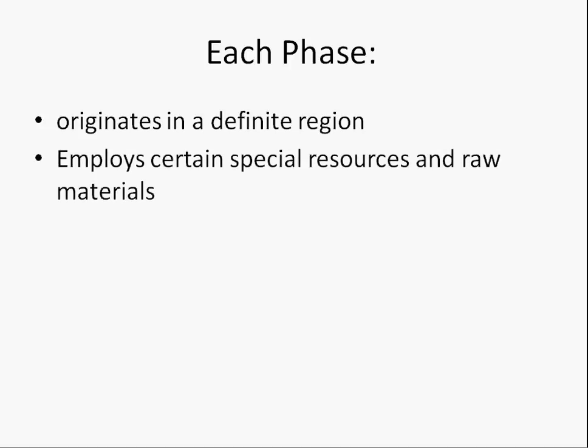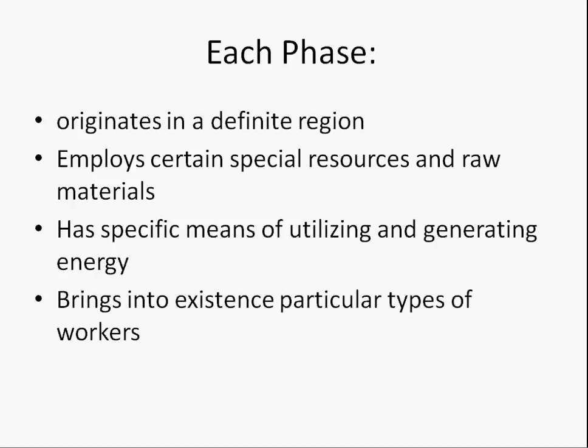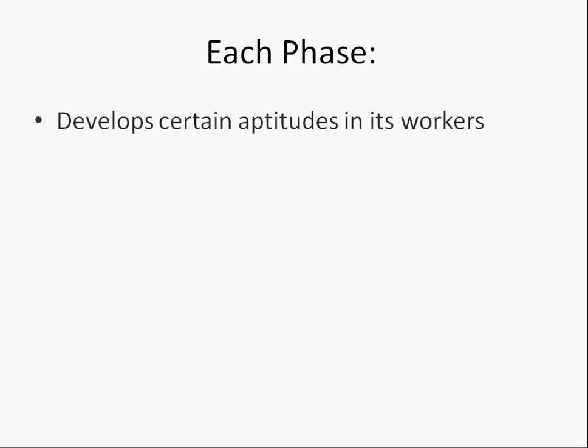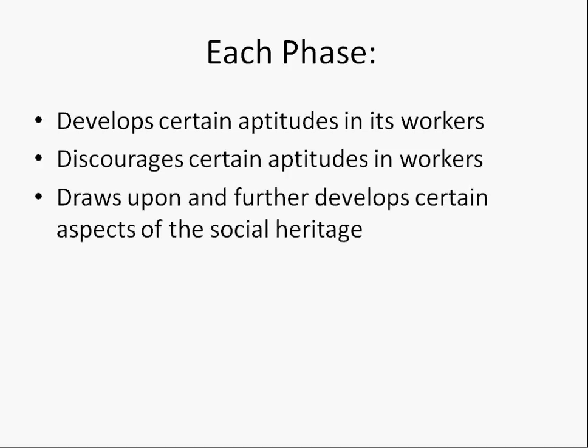Employs certain special raw materials and resources. Has specific means of utilizing and generating energy. Brings into existence particular types of workers. Trains these workers in particular ways. Develops certain aptitudes or skills in its workers, and discourages other aptitudes. And finally, draws upon and further develops certain aspects of the social heritage.